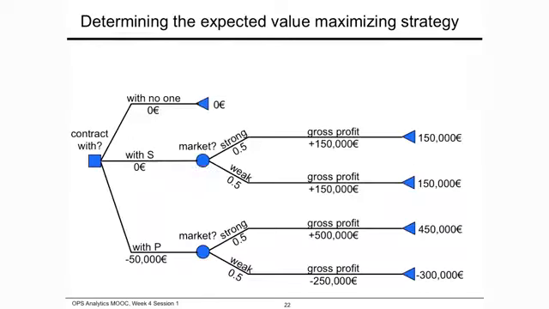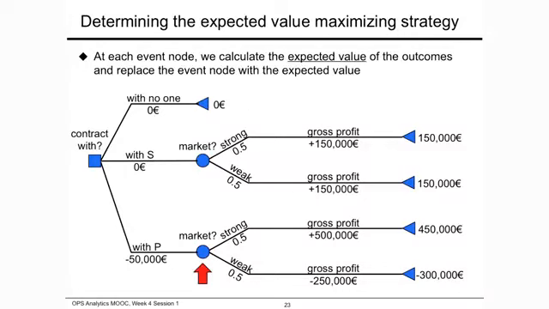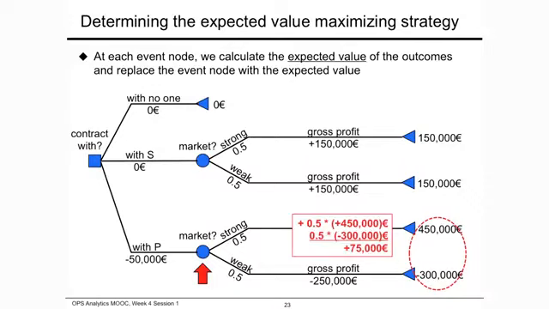Again, we'll start at the tree's outcomes and work backwards towards its root. The first set of nodes we see are event nodes, and first we'll evaluate the event node associated with supplier P, and we'll calculate the expected value. The outcomes are 450,000 and negative 300,000, and we need to weight them by the probabilities that they occur, 0.5 each. The calculation is that we take 0.5 times 450,000 plus 0.5 times negative 300,000 to get an expected value of 75,000 for contracting with supplier P.